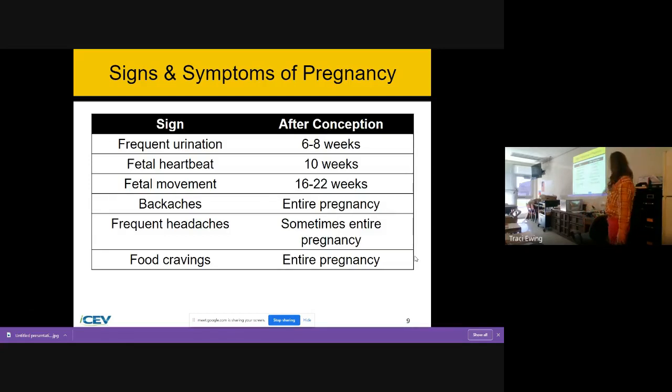All right, backaches can happen the entire pregnancy. It has a lot to do with the position of your uterus, and the growth of the baby adds weight to your back.